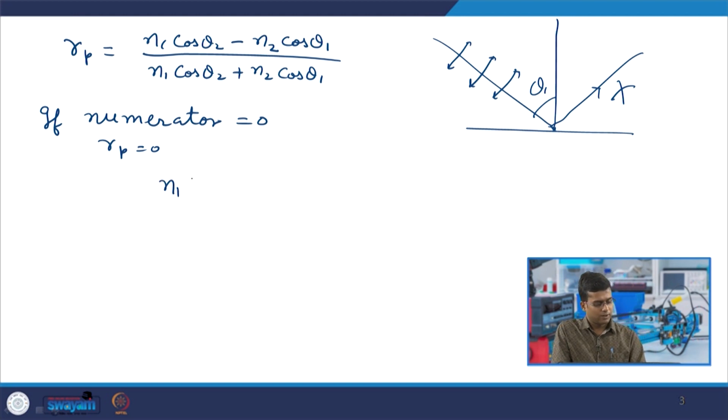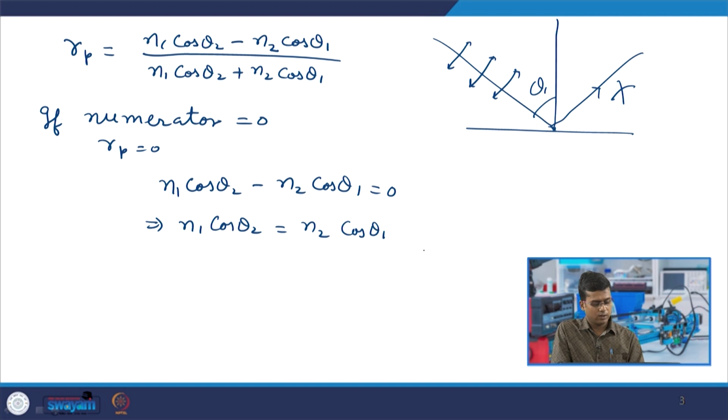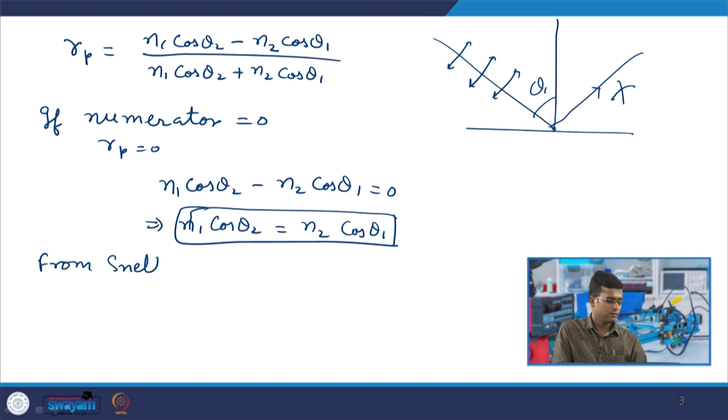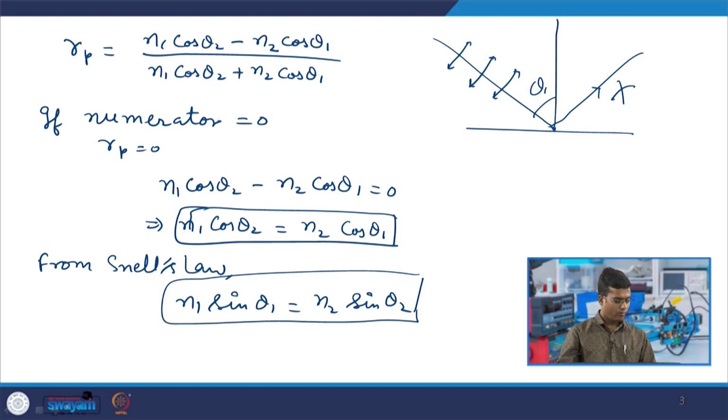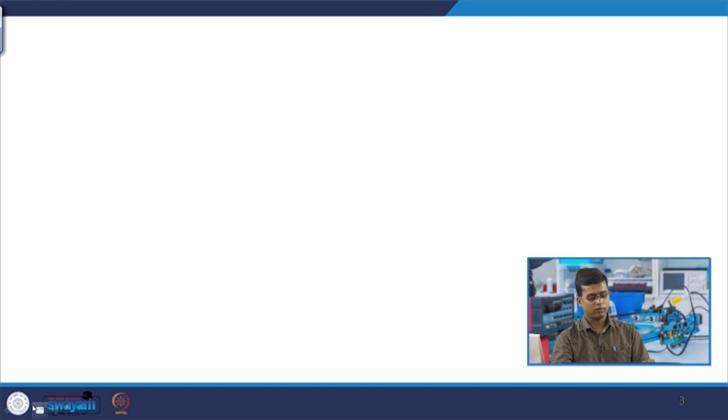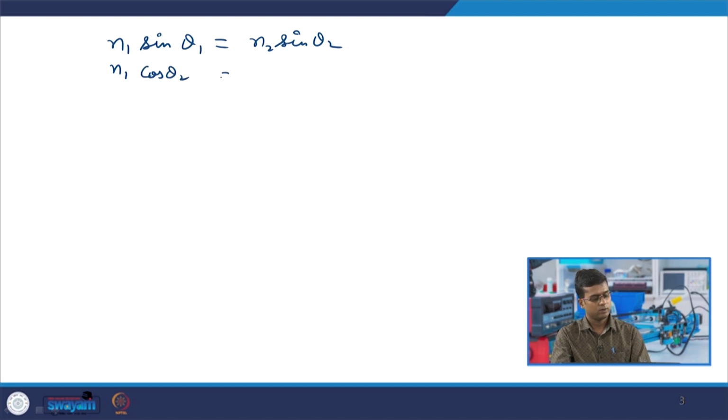So, let us see what happens. n_1 cos theta_2 minus n_2 cos theta_1 becomes equal to 0. This means n_1 cos theta_2 is equal to n_2 cos theta_1. This is one condition. From Snell's law, we know that n_1 sin theta_1 is equal to n_2 sin theta_2. So, if we divide equation 2 by equation 1, what will we get? n_1 sin theta_1 is equal to n_2 sin theta_2, and you have n_1 cos theta_2 equal to n_2 cos theta_1.